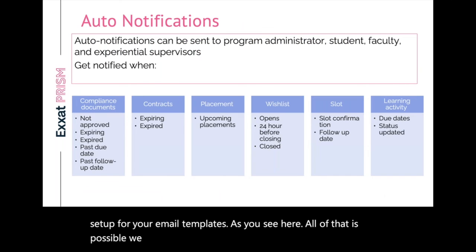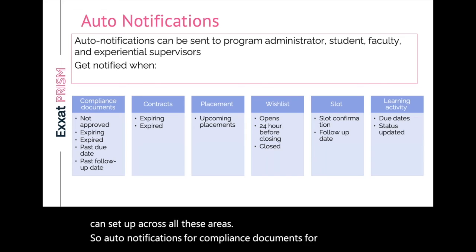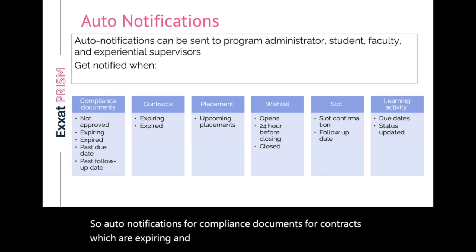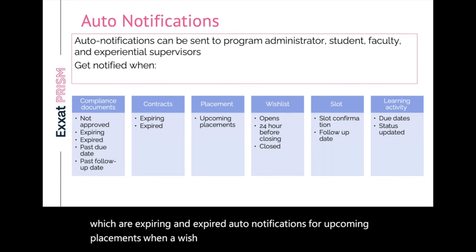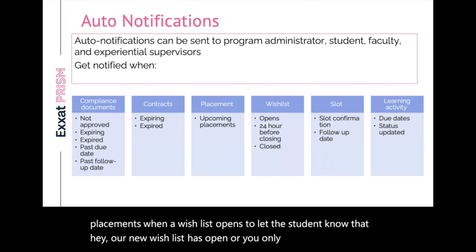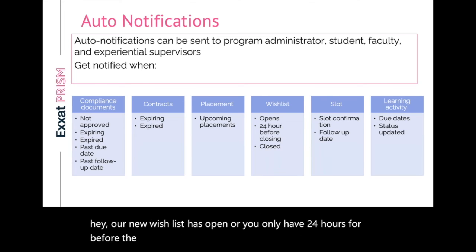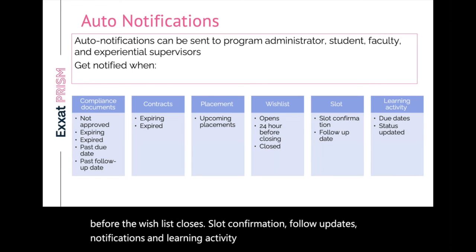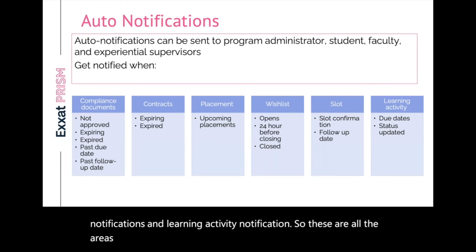We also have a bunch of auto notifications that you can set up across all these areas. So auto notifications for compliance documents, for contracts which are expiring and expired, auto notifications for upcoming placements, when a wish list opens to let the student know that, hey, a new wish list has opened, or you only have 24 hours before the wish list closes, slot confirmation, follow-up dates, notifications, and learning activity notifications. So these are all the areas where auto notifications are possible.